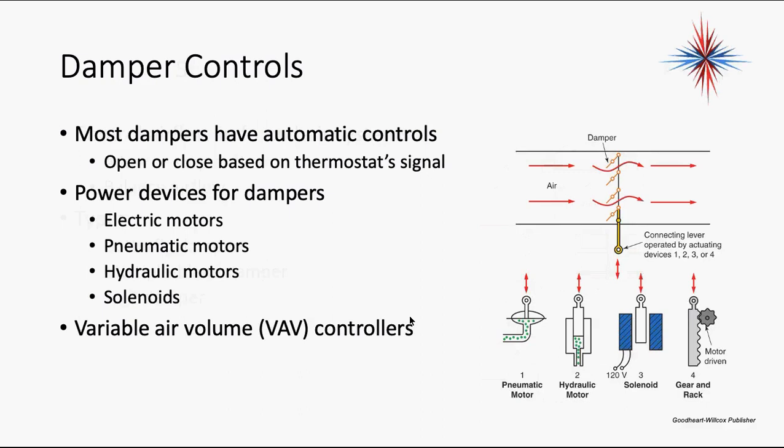Most dampers have automatic controls. They open or close based on the thermostat signal. Okay, we have power devices for dampers that could be electrical motors, pneumatic systems, hydraulics, and solenoids. We also use variable air volume dampers.